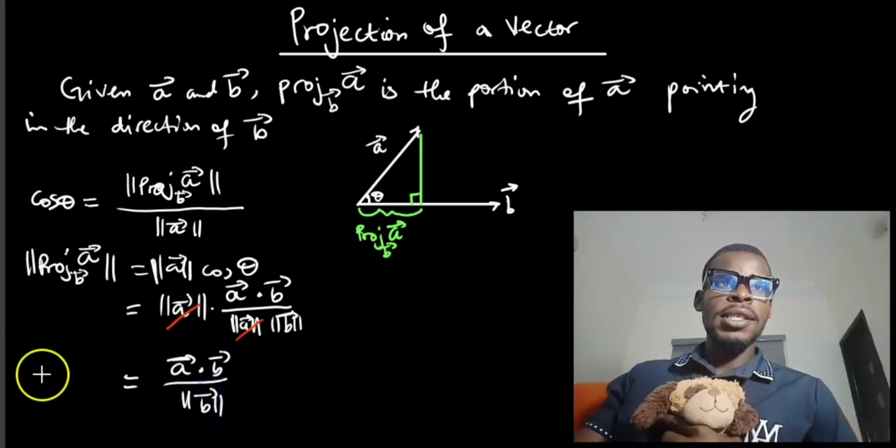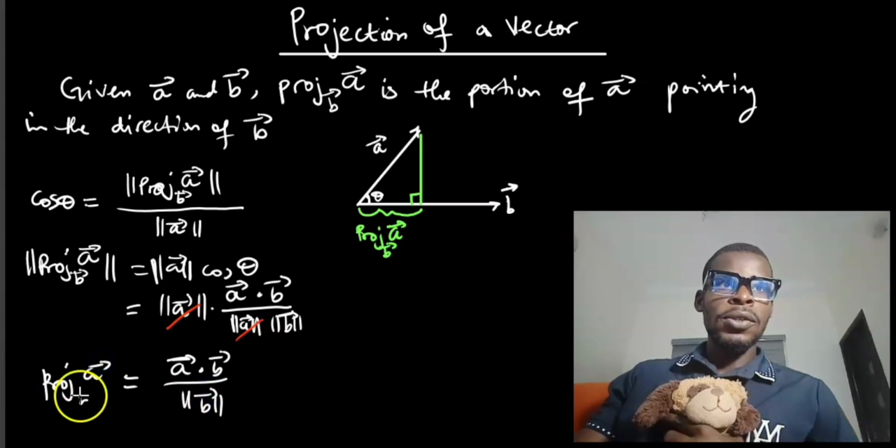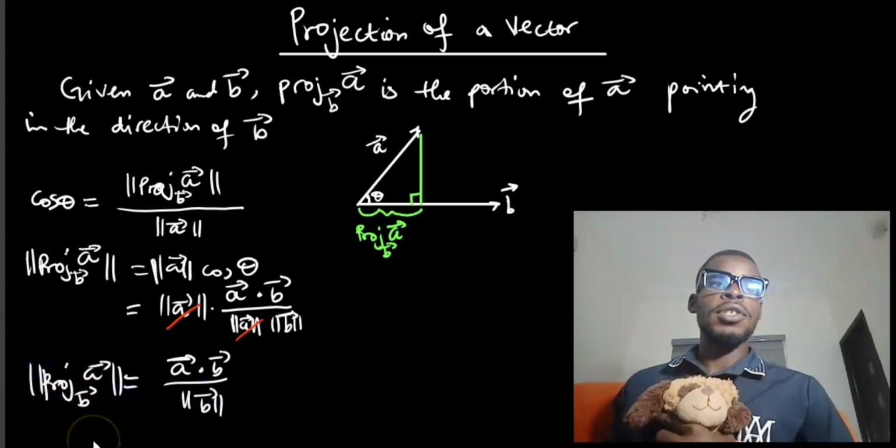Good. So this is what I call the scalar projection of vector A onto vector B. Scalar because this just gives us the length. So the scalar projection is the length.